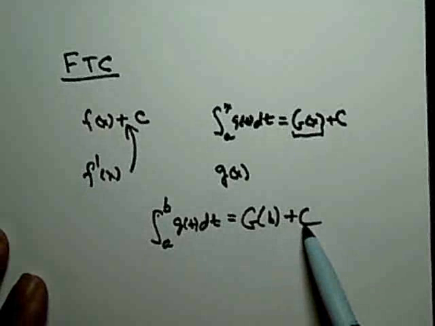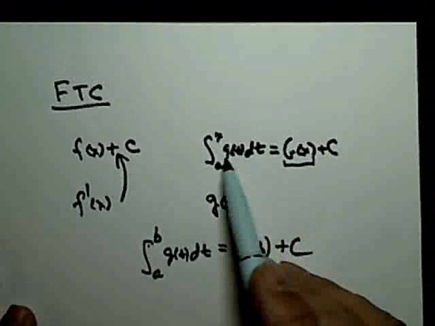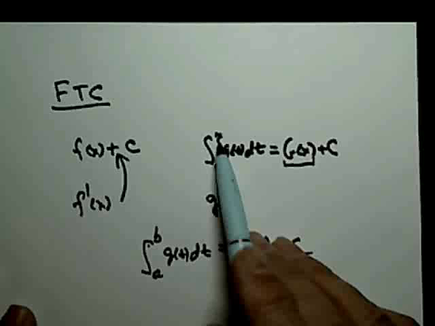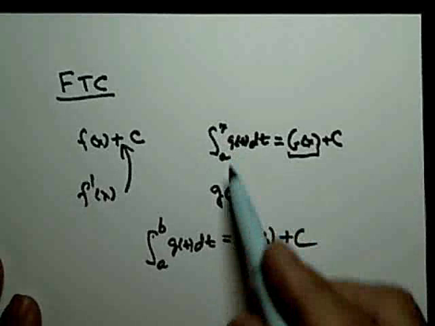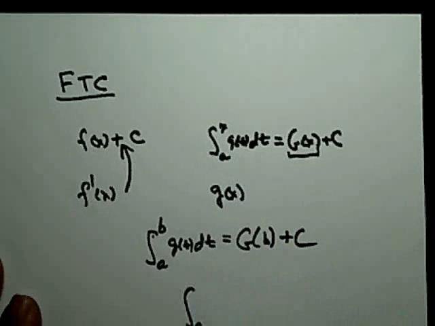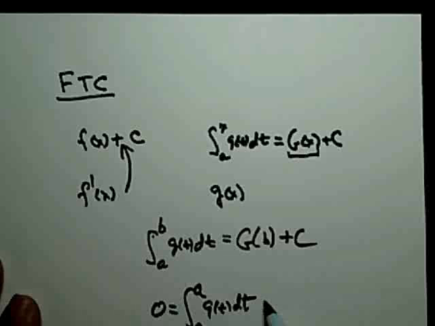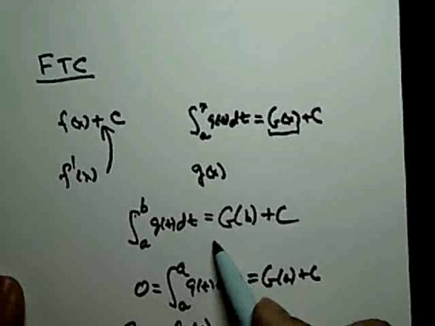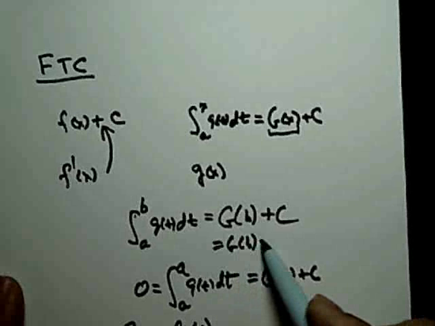And that's very easy to see by going back up here. If you let x over here be a, then you get 0 on this side. If you go from a to a, g of t dt, this will clearly be 0 since you didn't go anywhere, and that will be g of a plus a constant. So the constant is just negative g of a. So we come back up to here. This is g of b minus g of a.